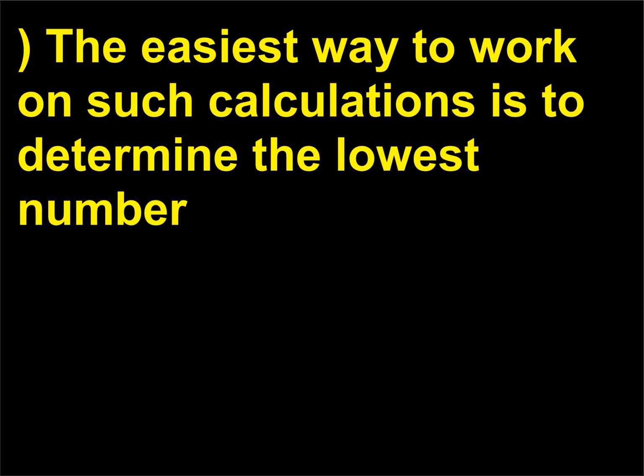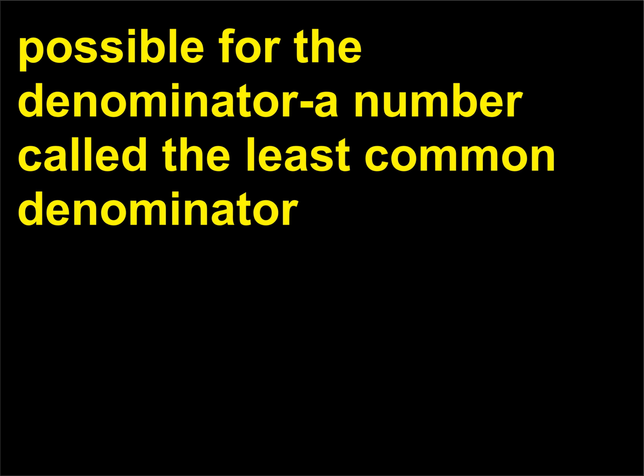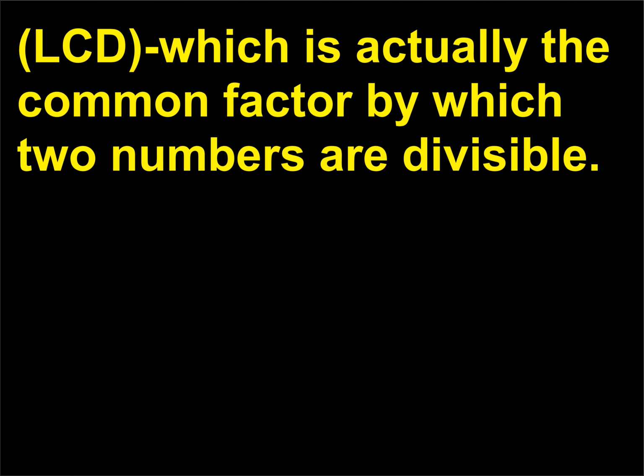The easiest way to work on such calculations is to determine the lowest number possible for the denominator, a number called the least common denominator, LCD, which is actually the common factor by which two numbers are divisible.